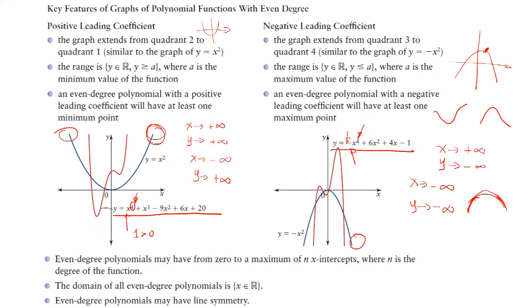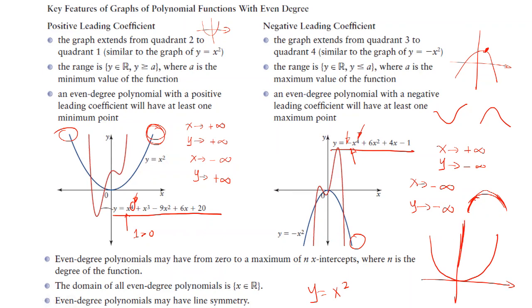Okay, and even degree polynomials may have from 0 to a maximum of n x-intercepts, where n is the degree of the function. The domain of all even degree polynomials is x belongs to the whole set of R. And even degree polynomials may have line symmetry. For example, y equals x squared. Its graph looks like this, right? And this graph has line symmetry against the y-axis, right?